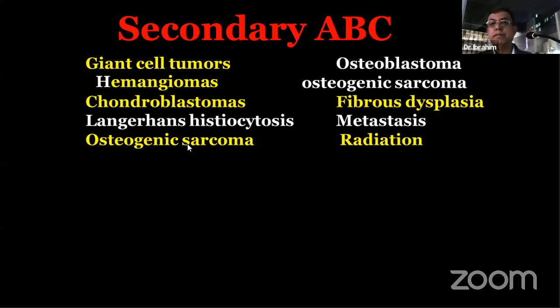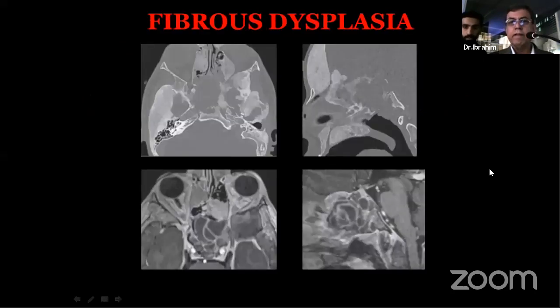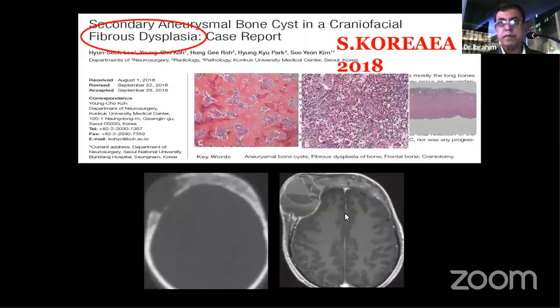So secondary ABC, or aneurysmal bone cyst, as we agreed that it is a misnomer. Look at this. Pre-existing tumors like giant cell tumors, hemangioma, chondroblastoma, Langerhans histiocytosis, etc. There is a lesion, and then the ABC develops inside this lesion. Such lesions include fibrous dysplasia. So you start with fibrous dysplasia, like this, and then you develop aneurysmal bone cyst like this. Fibrous dysplasia, and then aneurysmal bone cyst inside it.